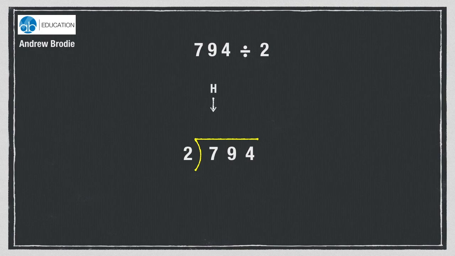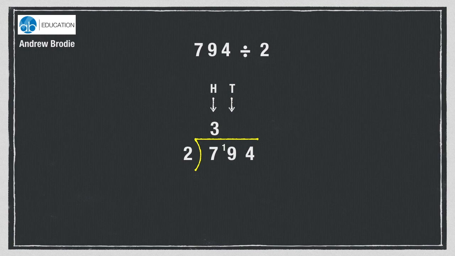We say, how many 2's are there in 7? Well, 3 2's are 6, so we have 3 to put on the answer line straight above the 7. This represents 300s. There's 1 left over out of the 7 because we've only used 6, and the 1 goes next to the 9 to make 19 tens. We say, how many 2's in 19? And the answer is 9.